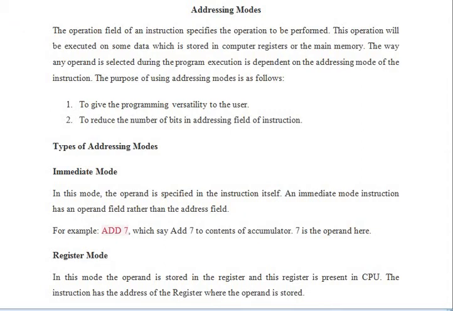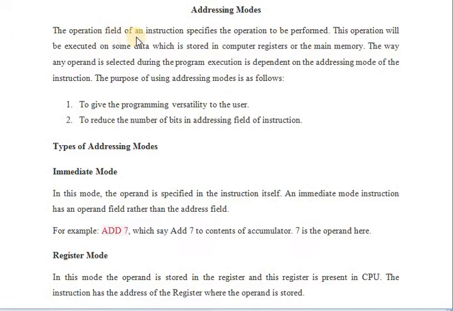Today we are going to see addressing modes. There are 10 types of addressing modes in computer organization. Last class we have seen the instruction formats, that is 0 instruction format, 1 instruction format, 2 instruction format and 3 instruction formats. In this class we are going to see the addressing mode.